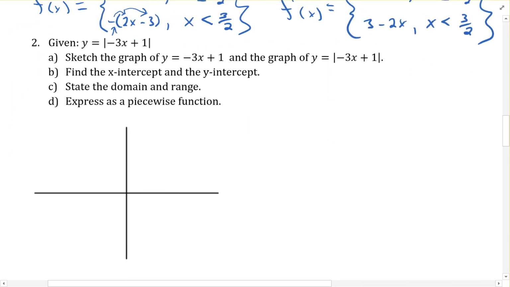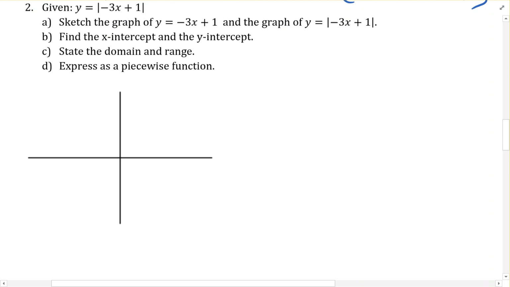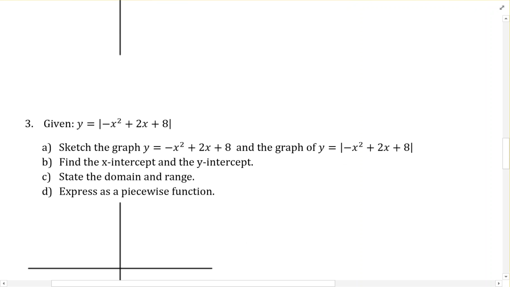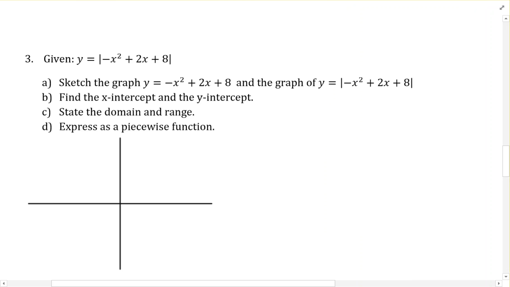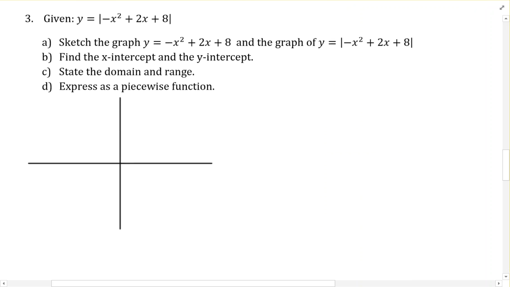Okay, you guys are going to be doing these for homework. I'm just going to skip some, and that's what you're going to do. I'm going to go on and do some tougher ones, some ones with parabolas and stuff. Yeah, so let's do 3.